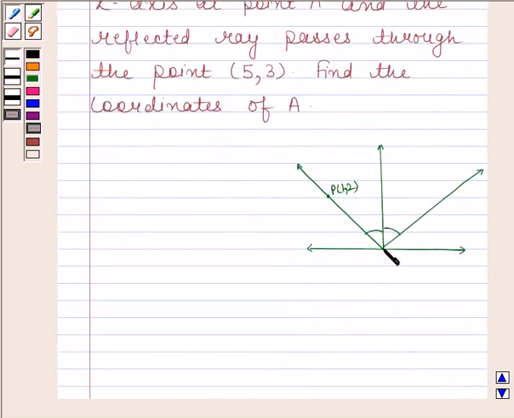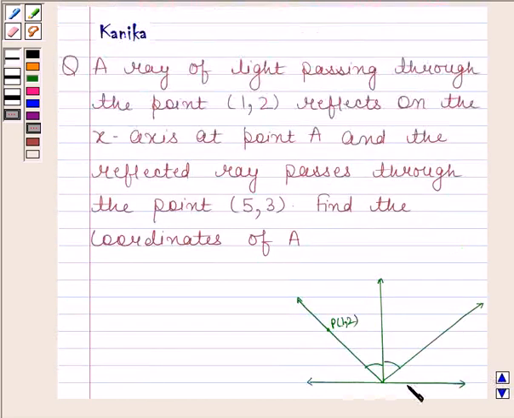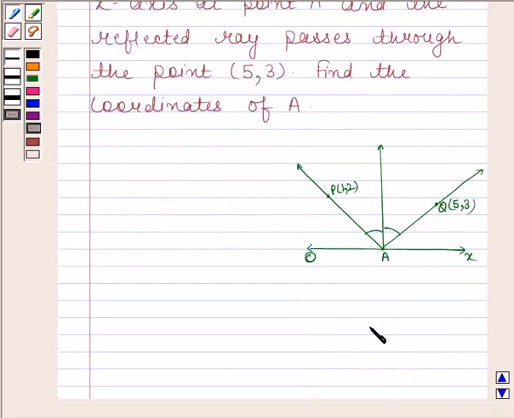And this ray reflects on x-axis at point A and the reflected ray, that is this ray, passes through the point (5, 3). Let this point be Q, which is having coordinates (5, 3). We have to find the coordinates of A. Since A lies on the x-axis, therefore its coordinates are of the form (k, 0).